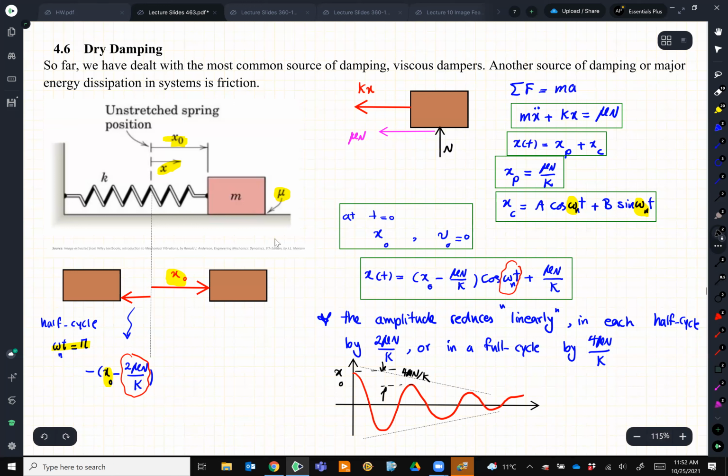That's all we need for the dry damping. Okay. So definitely when we have friction, the amplitude decreases. How much? In each cycle, 4 mu n divided by k, and it is linear.